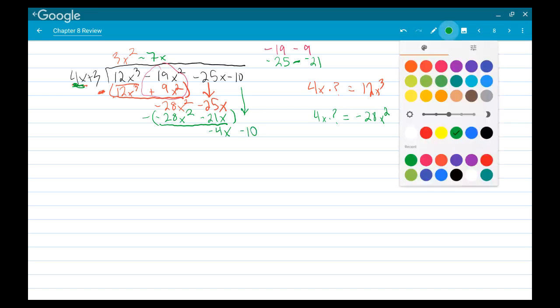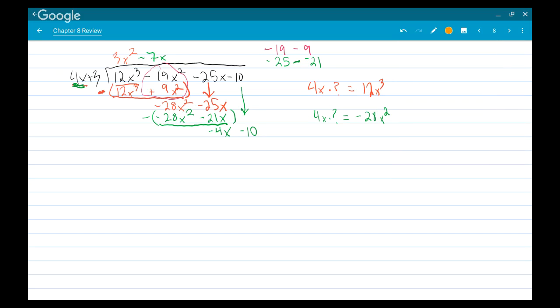And then you're just repeating one more time. Let's go. This orangey color looks nice. Okay, so now you're dealing with 4x and negative 4x. So you're asking yourself, 4x times what gets you negative 4x? And that is negative 1. So that goes up top. Do your multiplication. We get negative 4x minus 3.